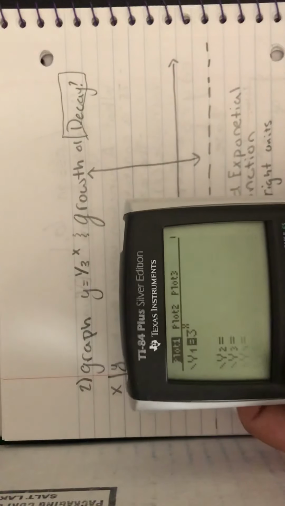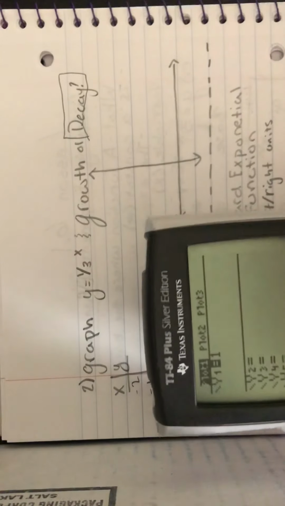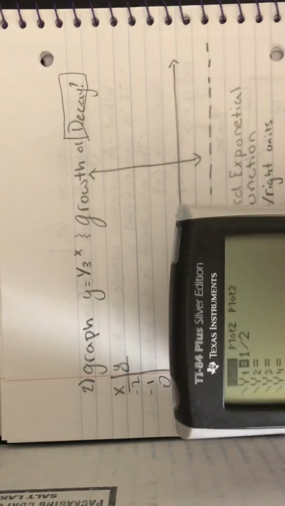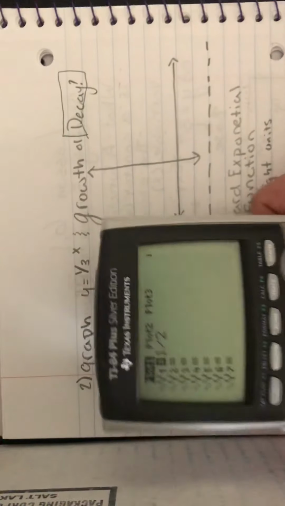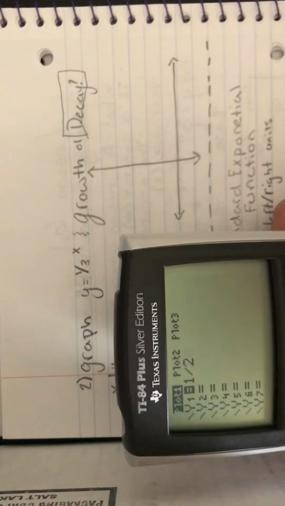You're just going to y, and then y equals 1/2. One half.